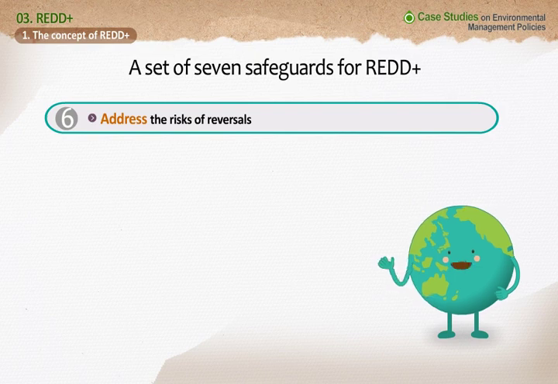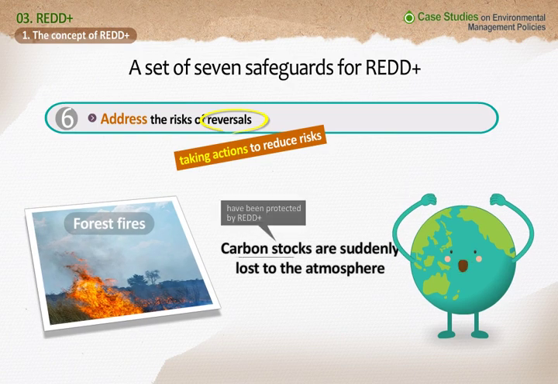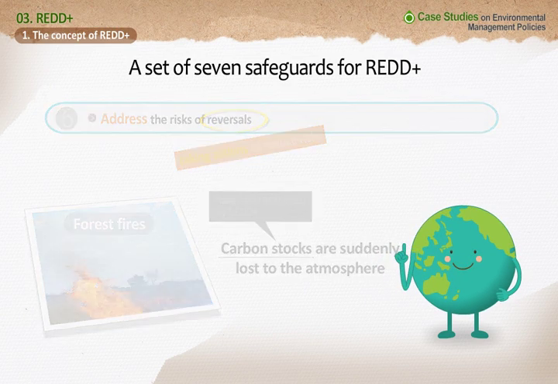Safeguard 6 on reversals refers to taking actions to reduce risks such as forest fires, which could mean that the carbon stocks that have been protected by REDD+ are suddenly lost to the atmosphere.